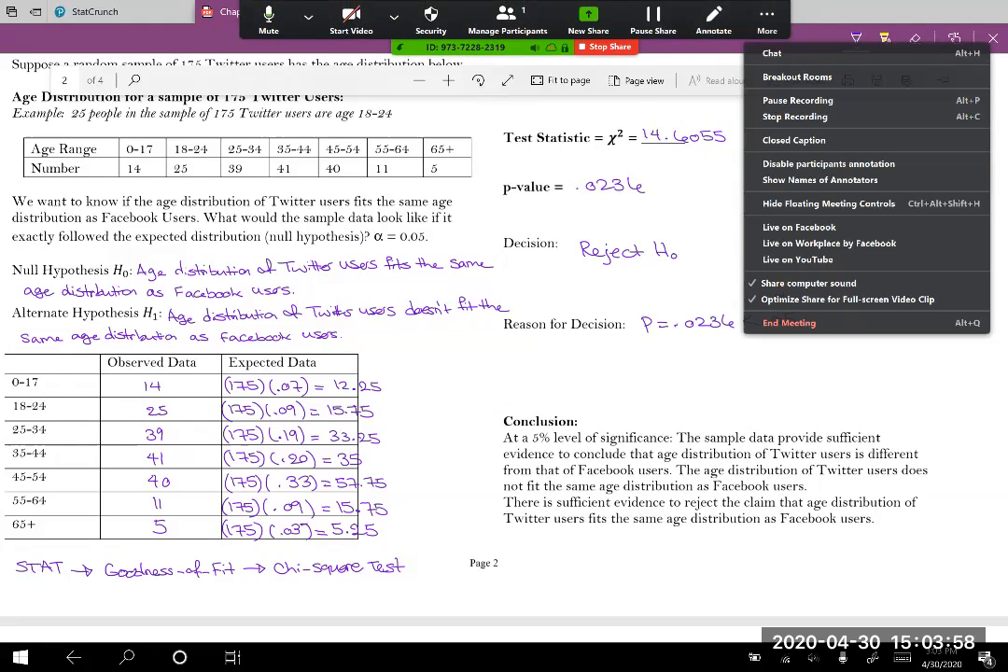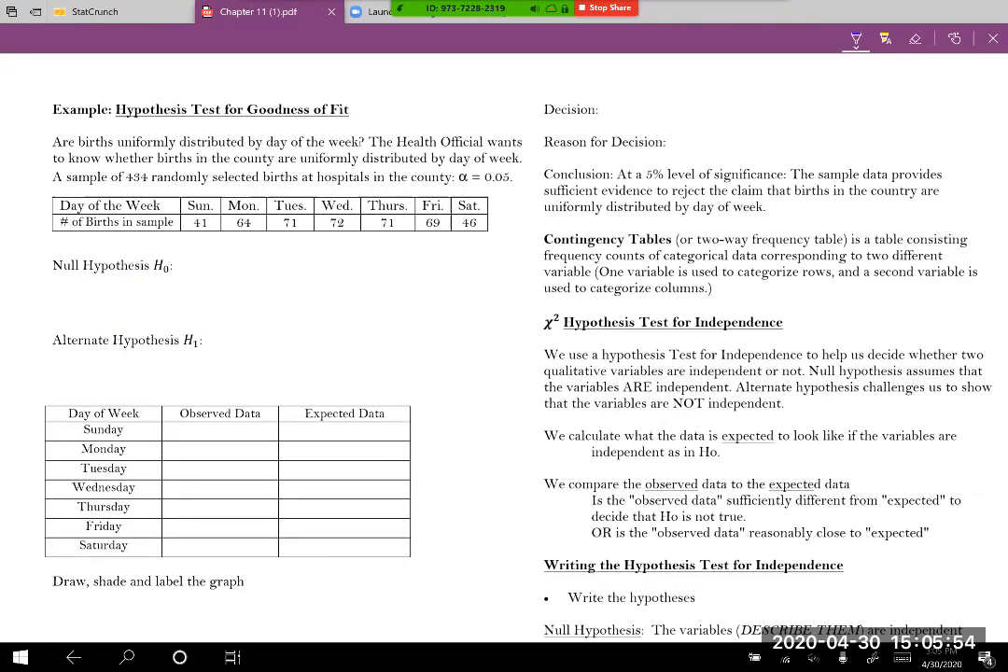Let's move on to the next example. Okay, next example, hypothesis test for goodness of fit. Are births uniformly distributed by the day of the week? The health official wants to know whether the births in the county are uniformly distributed by the day of the week. A sample of 434 randomly selected births at a hospital in a county are given to you by day of the week: Sunday, Monday, Tuesday, Wednesday, Thursday, Friday, Saturday. So 41 babies are born on Sunday, 64 on Monday, 71 on Tuesday, 72 on Wednesday, and so on, using 0.05 significance level.